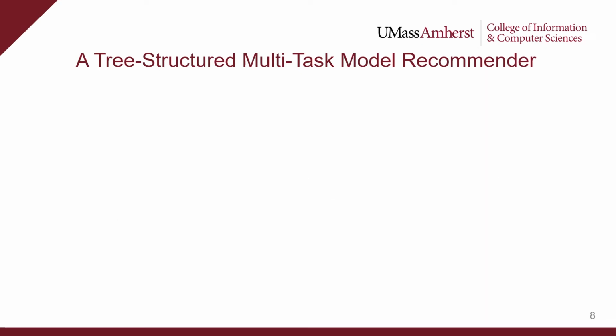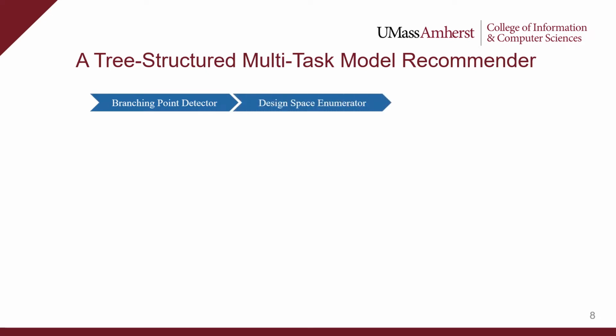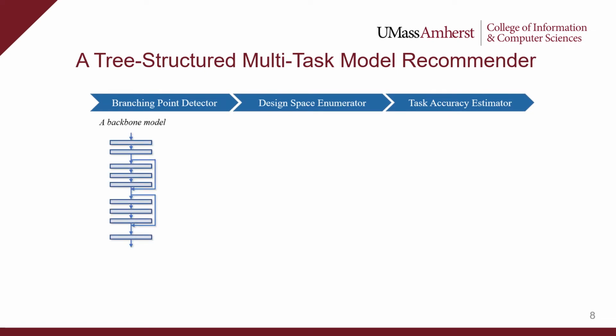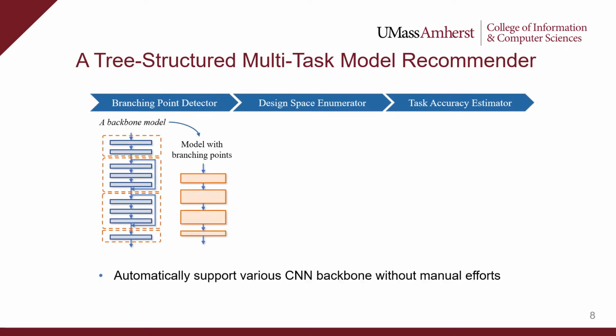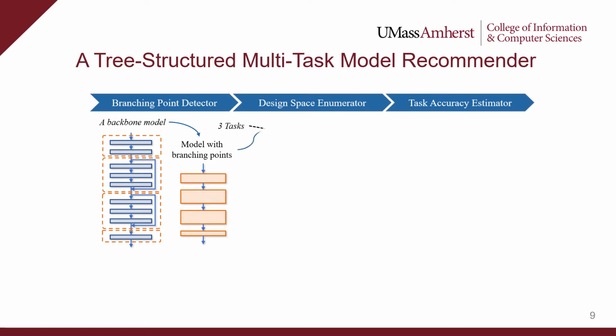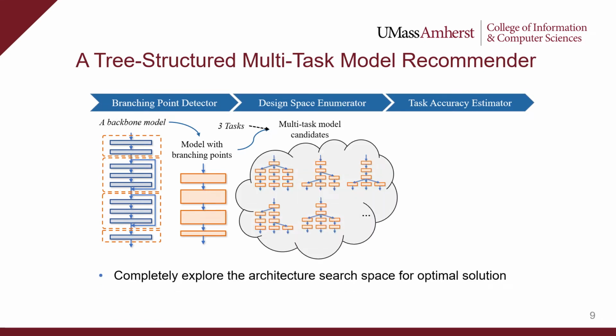Therefore, to overcome the limitations of existing works, our idea is to build a tree-structured multitask model recommender, which consists of 3 components: a branching point detector, a design space enumerator, and a task accuracy estimator. Given an arbitrary backbone model, the branching point detector will automatically identify its sequential branching points without manual effort. Then, based on the given set of tasks and the identified branching points, the design space enumerator can explore all the multitask model candidates completely to identify the optimal solution.